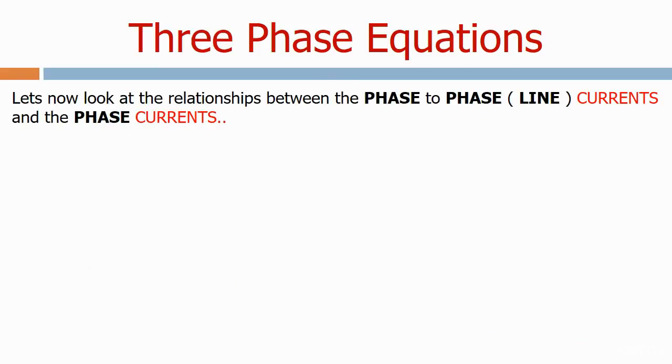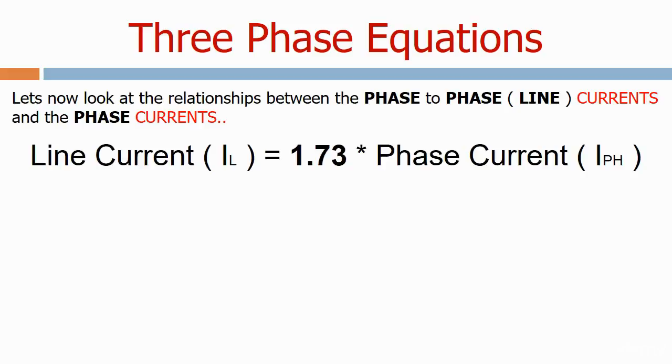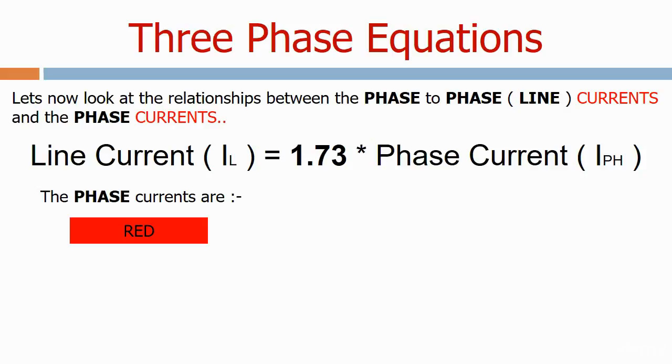Let's now look at the relationship between the phase-to-phase or line currents and the phase currents. Line current, IL, equals 1.73 times the phase current, I phase. The phase currents are red, yellow, and blue.